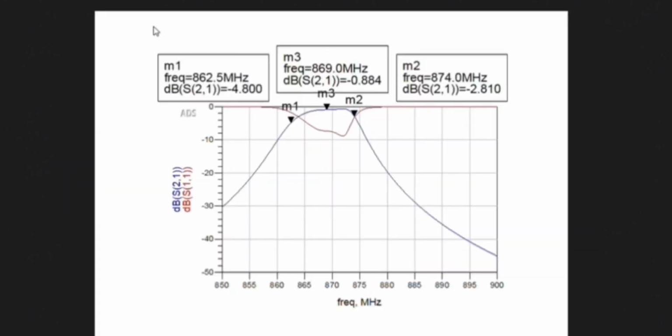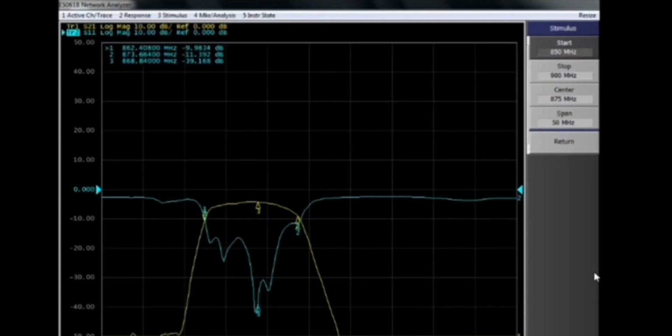So this is the result for the passband bandwidth. This is the stop band and this is the passband. The minimum frequency is 862.5 megahertz, the maximum frequency is 874.0 megahertz and the cutoff frequency is 869.0 megahertz. This is the result compared to the previous lab 1B. It is accurate and the values are almost the same, so we assume that the result is pass.